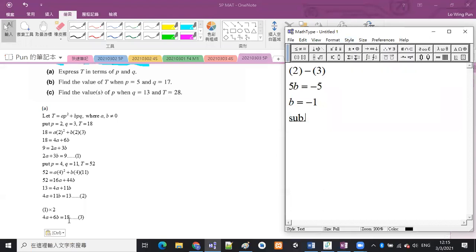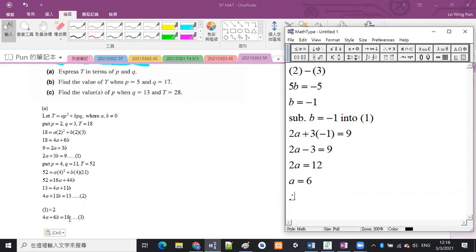And then we just substitute the value of B into equation 1. Okay, so we have 2A plus 3B equals 9. And then 2A minus 3 is equal to 9. And add the 3 to the right-hand side. 2A is equal to 12. And then divide the 2 to the right-hand side. And A is equal to 6. Is that okay? So we have found the values of A and B successfully.